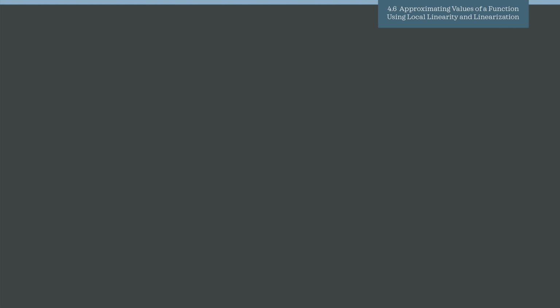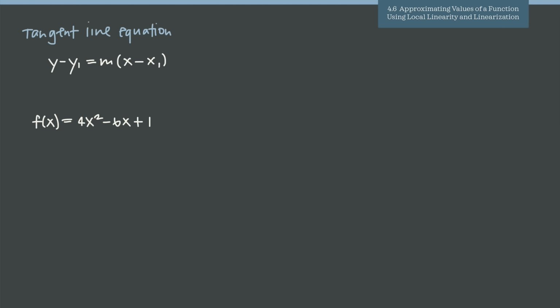.6 is all about approximating the value of a curve using a local linearity or linearization, which you can really just think about as the tangent line approximation. Remember that the point-slope form of the equation of a line is given by y minus y1 equals m times x minus x1. And really, there's just 3 pieces of interesting information here. M, which is the slope of the line, and then x1 and y1, which together make up a point that the line passes through.